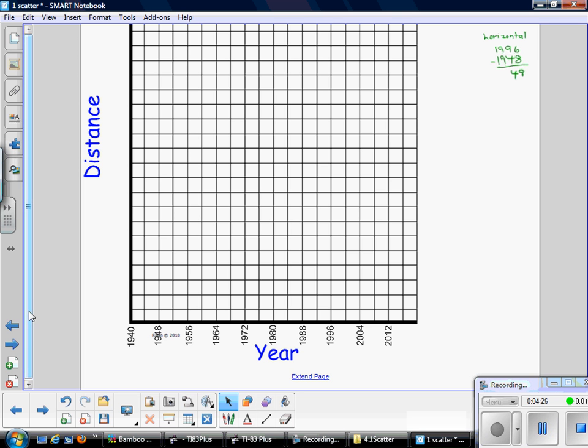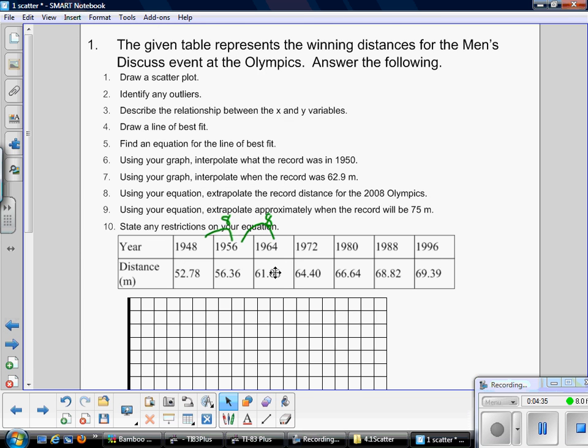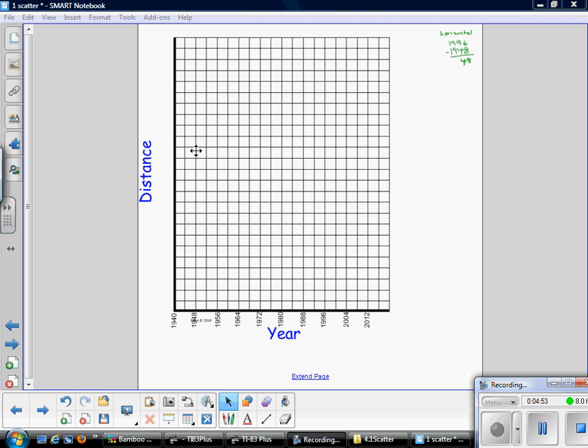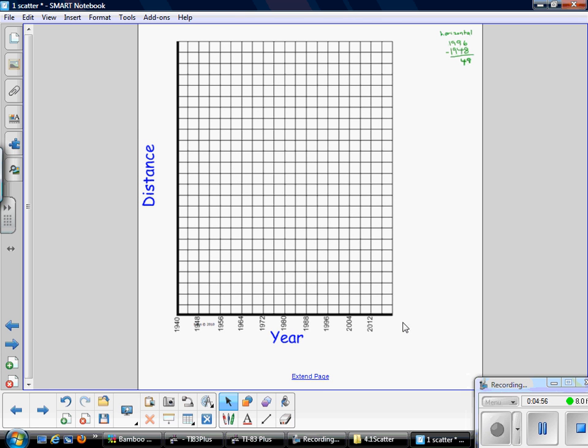Now I have to decide, by looking at the numbers, what my distance has to be on the vertical axis. When we go back to our vertical axis, what we notice is I'm going from 52.78, so 52 to almost 70. So again, I have to decide what my scaling needs to be. What I've done is I have shrunk mine a little bit, so it's a little bit harder to see those numbers now, just so that you can see the whole graph.